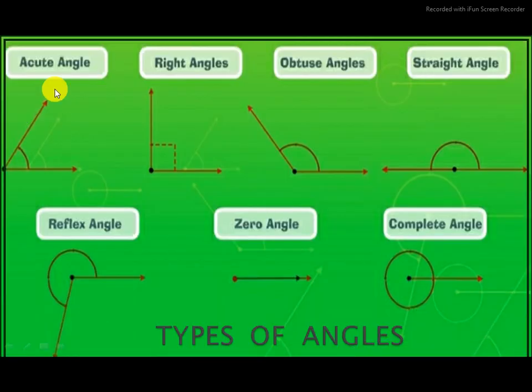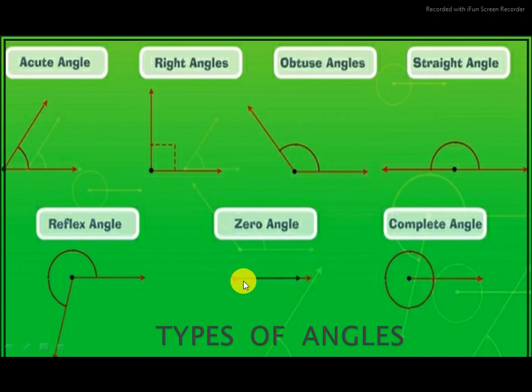Types of angles. Acute angle, which is less than 90 degrees. 0 degree to 90 degree is acute angle. Exactly 90 degree is a right angle. Obtuse angle measures more than 90 and less than 180 degrees. Straight angle is exactly 180 degrees. Reflex angle is more than 180 and less than 360.